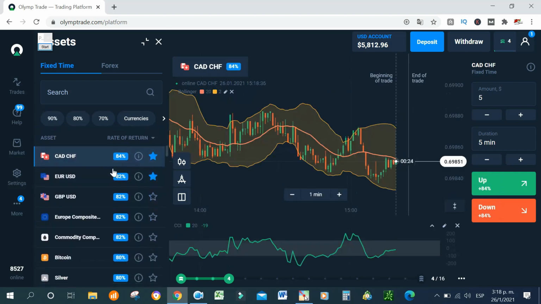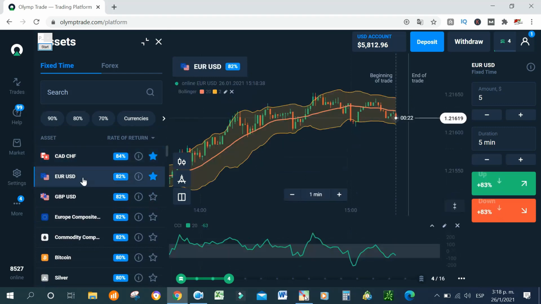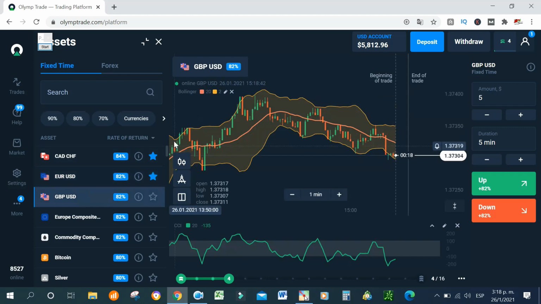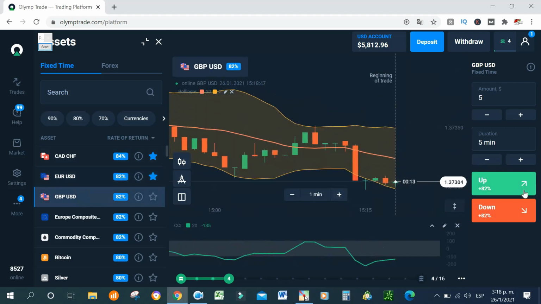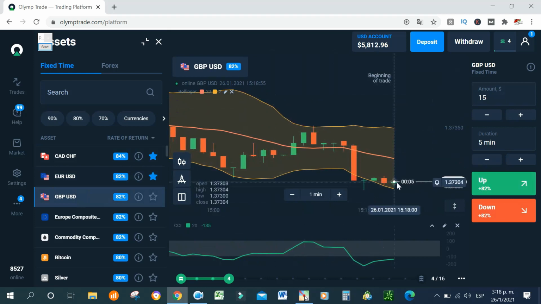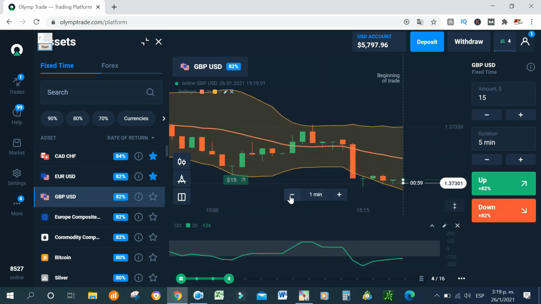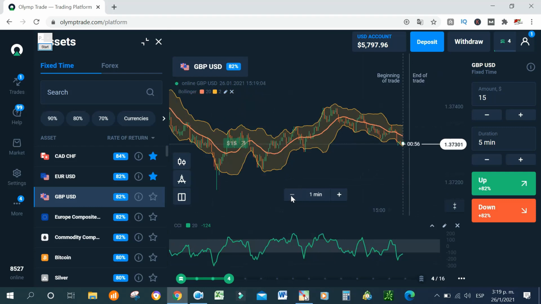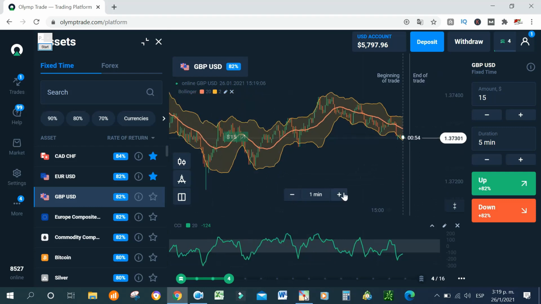And I will explain to you this strategy. Alright, we are going to bet up here. I'm just waiting for this candlestick to close, and here we go. Yeah, I think it's a good trade. Let's wait for the result.